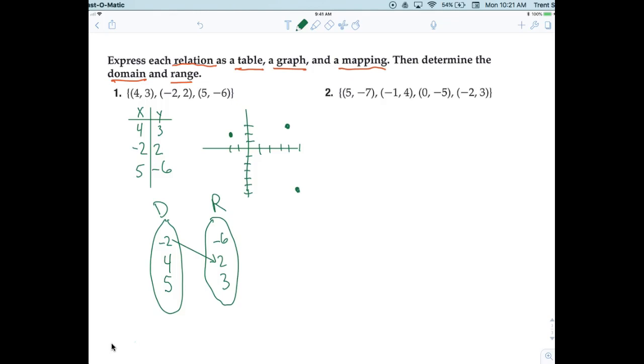And then 4 maps to what? 3, right? And 5 maps to what? Yeah, I told you guys. Isn't that easy? Very simple. And there's your mapping. All right, I think we did this.